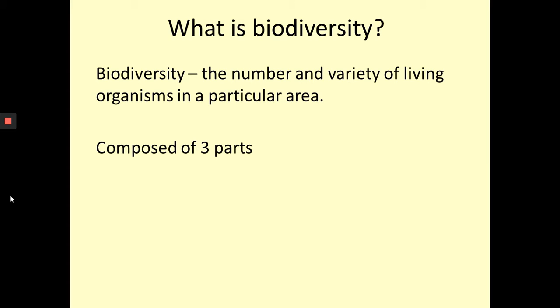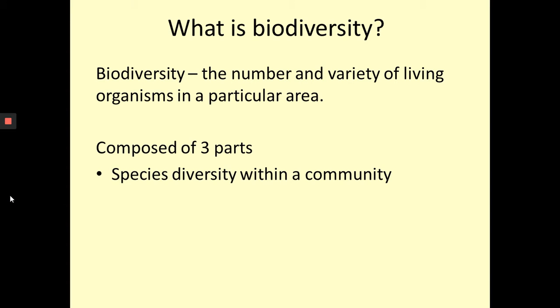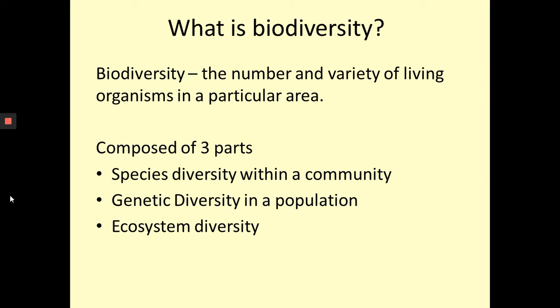Whichever kind of area we're looking at, we can consider that biodiversity is composed of three different parts. The first one is the species diversity within a community. The second one is genetic diversity in a population. That's the number of genes that are available within individuals in a particular population, so that's just for one species. And ecosystem diversity: the different range of habitats that might be available within the ecosystem you're looking at.